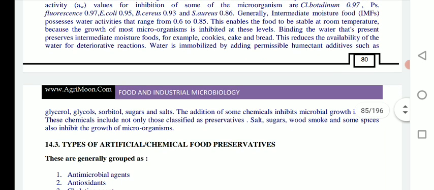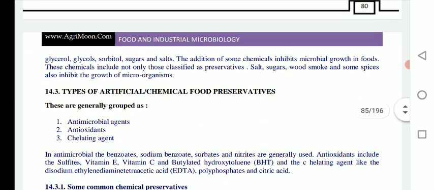So this reduces availability of water for deteriorative reactions, and water is immobilized by adding permissible humectant additives such as glycerol, glycols, sorbitols, sugars and salts. So the addition of some chemicals inhibits microbial growth in foods, and these chemicals include not only those classified as preservatives, but there are also some salts, sugars, wood smoke, and some spices that inhibit growth of microorganisms.